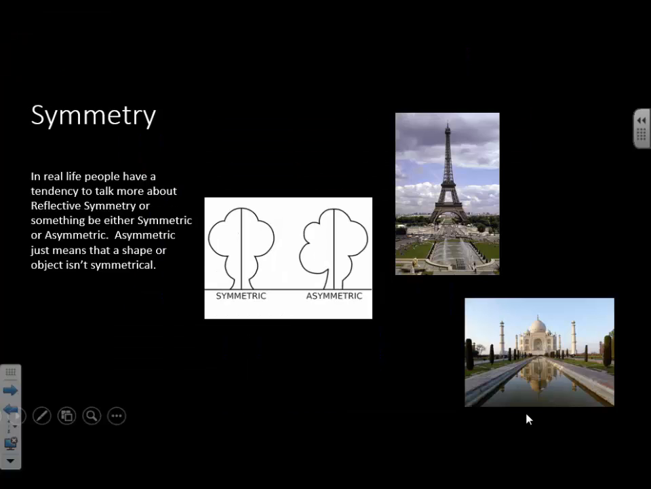Okay. Now, in real life, people use reflective symmetry. You typically refer to something being symmetrical. Here's two great examples in architecture of symmetry: the Eiffel Tower in Paris and the Taj Mahal. Okay, awesome examples of symmetry in real life. However, if something is not symmetrical, we call it asymmetrical. And as you can tell from this example, symmetrical, not symmetrical.